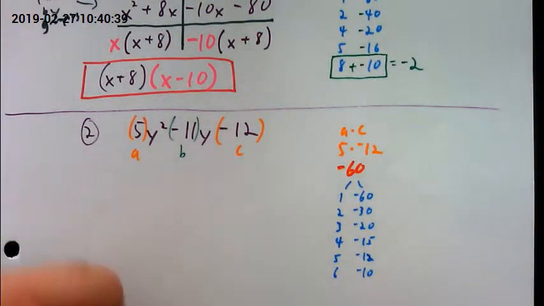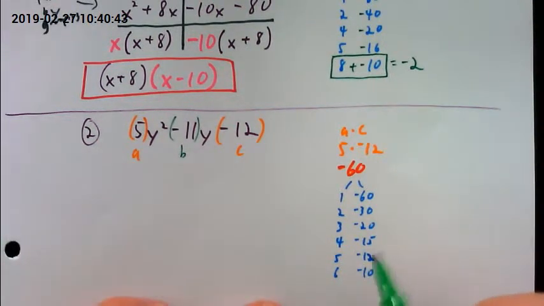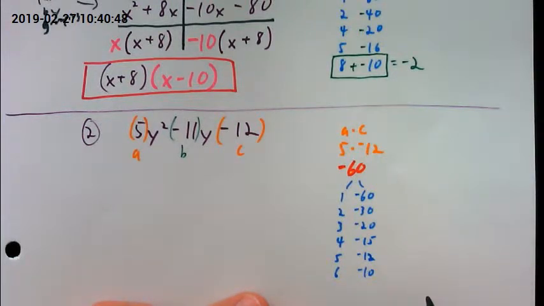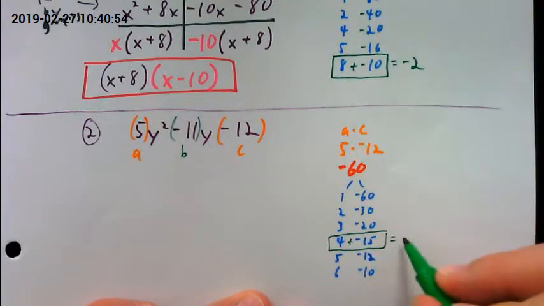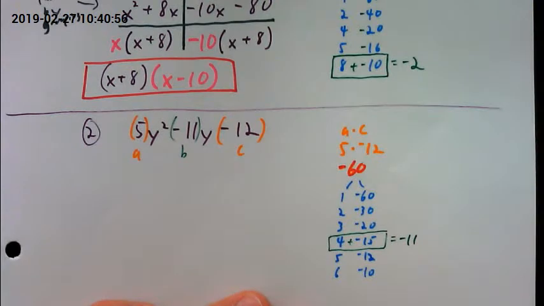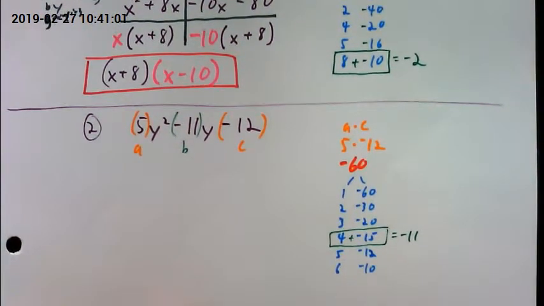So now, do any of these values add up to negative 11? So again, just go through, add them, see which one gives it to you. Which one gives you negative 11? 4 and negative 15. Yeah, so these two added together gives us negative 11. So those are the two that we are using to split the middle term.